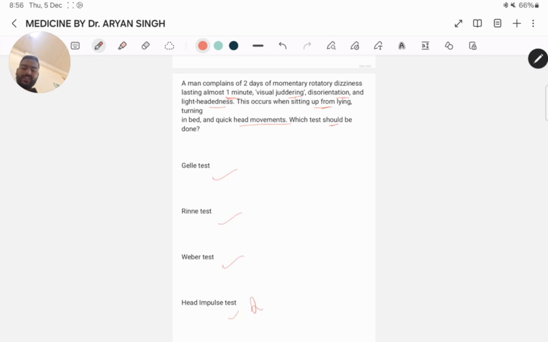The best answer is the head impulse test, because here the patient is experiencing visual juddering and lightheadedness when sitting up and turning his head, pointing to vertigo, mainly benign paroxysmal positional vertigo. The head impulse test is a bedside technique used in the diagnosis of reduced vestibular function.